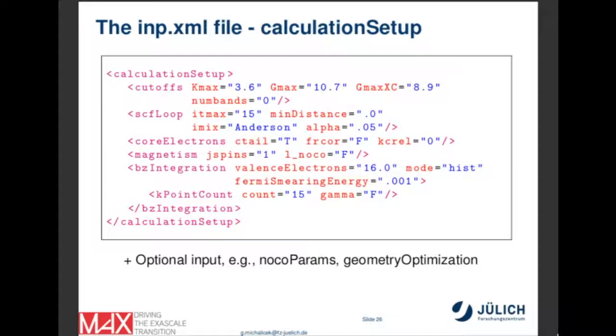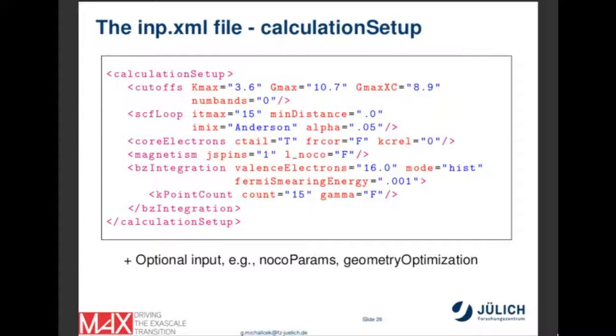If you want to set a convergence criterion, you can do this here. This is actually typically by default 10 to the -5. So this is not 0 anymore. The mixing scheme in this self-consistency loop that you remember from Mariana. And then you can specify how core electrons are treated. You can specify magnetism there, how many spins there are in the system.